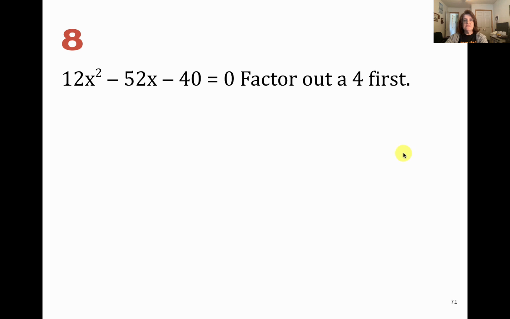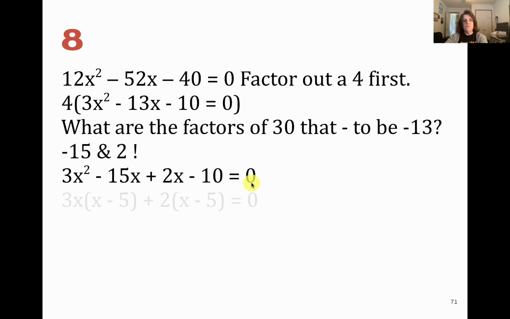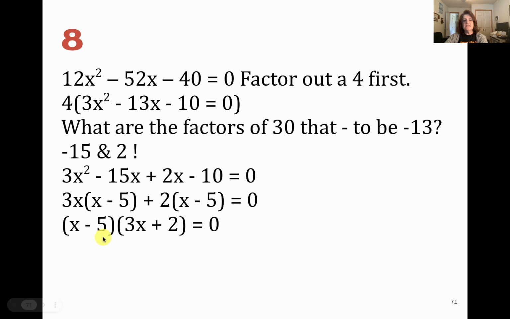In number 8, this is solving a quadratic. So first, notice that you can take a 4 out. When you take a 4 out, the problem is much simpler. What are the factors of 30 that subtract to be 13? That would be negative 15 and 2. So rewrite it to factor by grouping. 3x squared minus 15x plus 2x minus 10 is equal to 0. Take a 3x out of the first 2 terms, a 2 out of the last 2 terms. Factor the parentheses, set each parenthesis equal to 0, and x is a positive 5 or a negative 2/3.